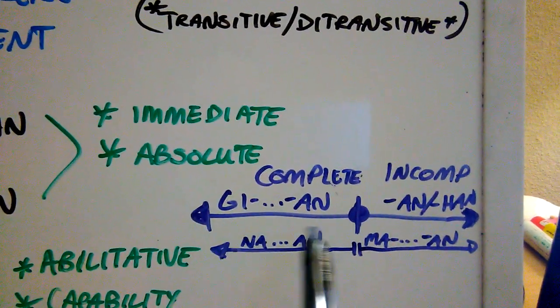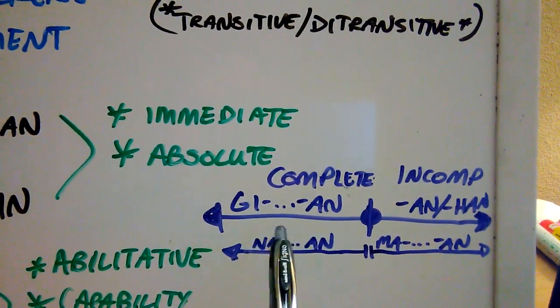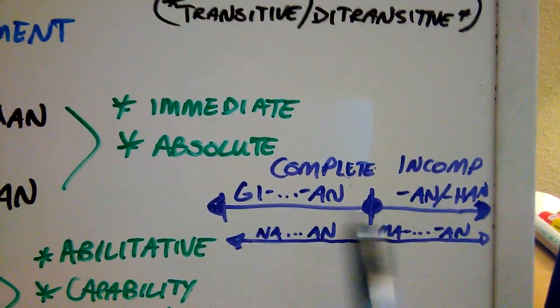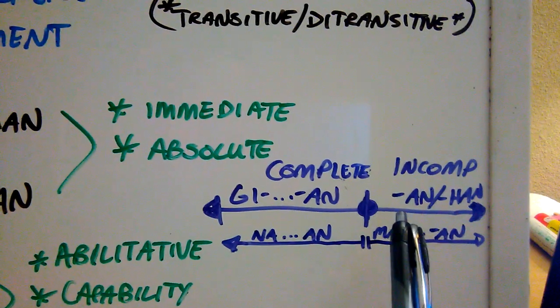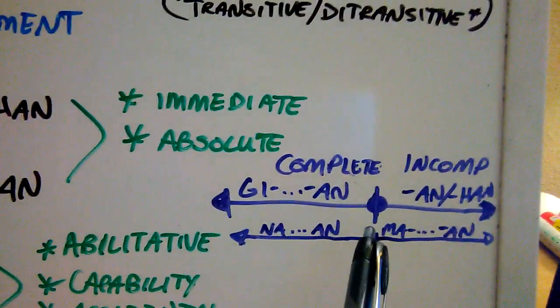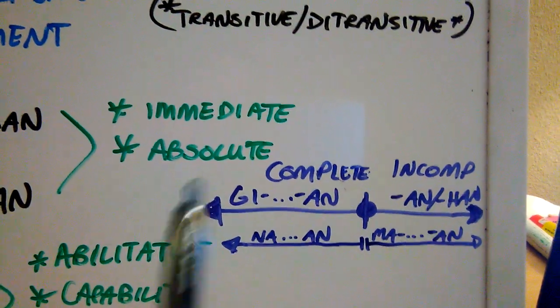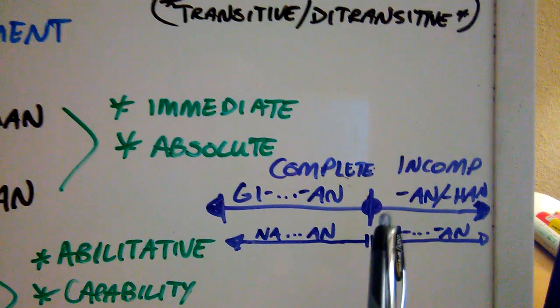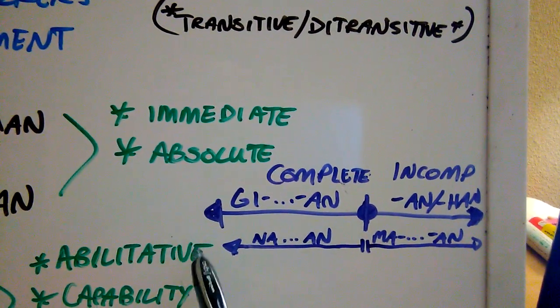On the top, we have in the completed, gi, something, something, an, and the incomplete, we have an or han. With an or han, it depends because if there's a stressed or unstressed consonant, including glottal stops, right? Glottal stops are stressed consonants, right? You will take either an or han, depending if it's stressed or unstressed.